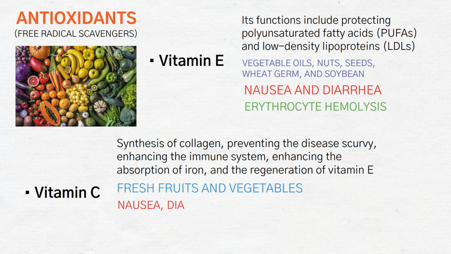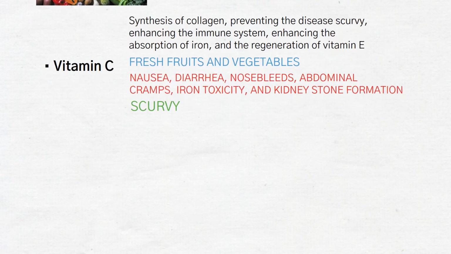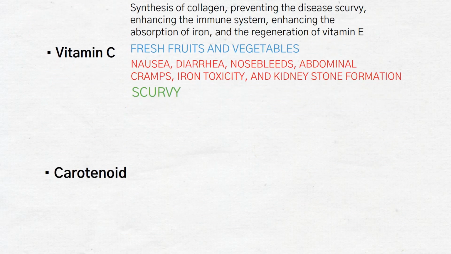Consuming too much vitamin C can cause nausea, diarrhea, nosebleeds, abdominal cramps, iron toxicity, and kidney stone formation. The most common vitamin C deficiency disease is scurvy, which can develop after only 1 month of a vitamin C deficient diet. A carotenoid is a fat-soluble plant pigment that the body stores in the liver and adipose tissue.